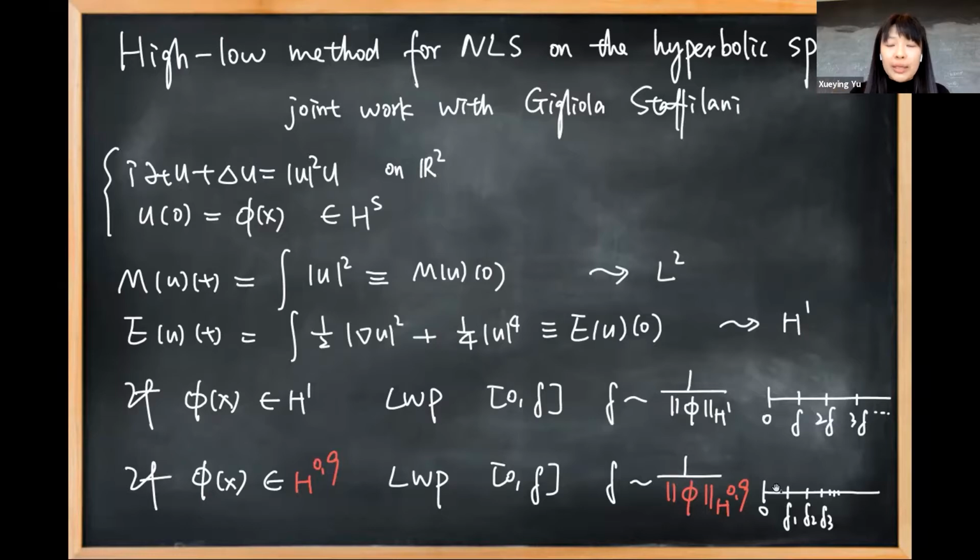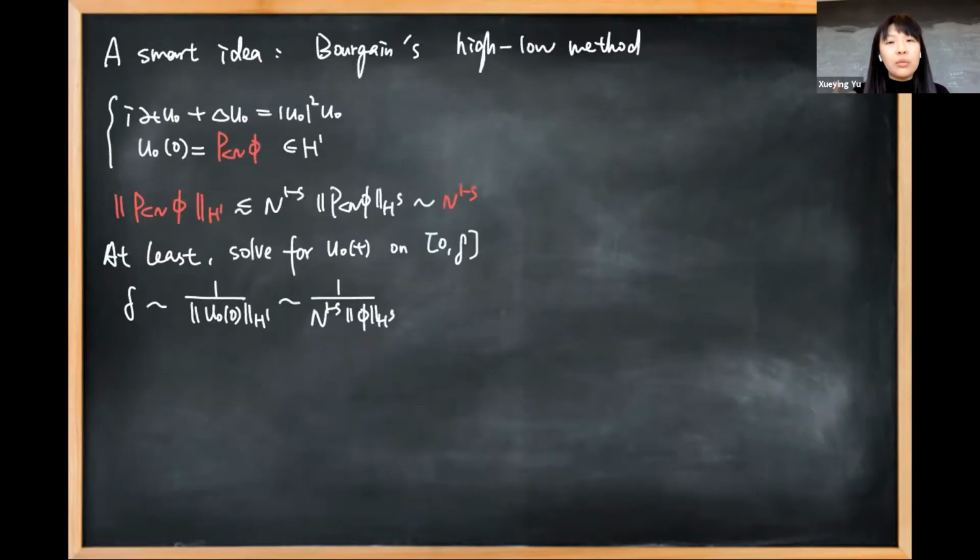If you want to iterate in the same way that we iterate in the H1 case, you may have a shrinking step length. It could be possible that you will never go to infinity, and you will stop at some finite time. It doesn't mean that we don't have a global solution at the H^0.9 level. It just says that this naive iteration doesn't work very well in this setting. So we want to introduce a different way, a smart idea. Here comes Bourgain's high-low method.